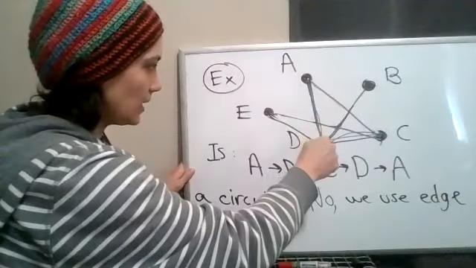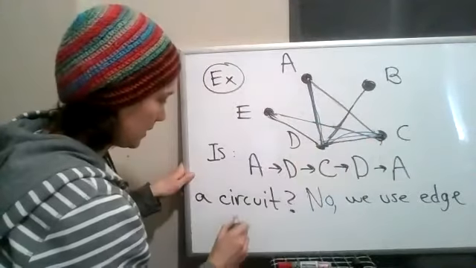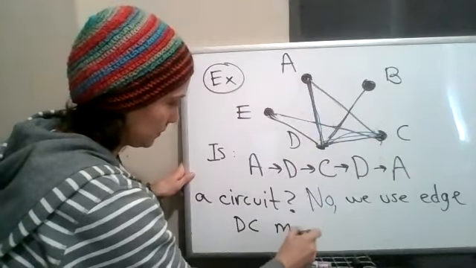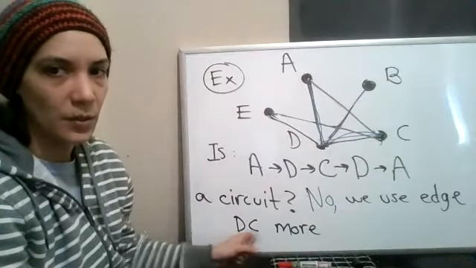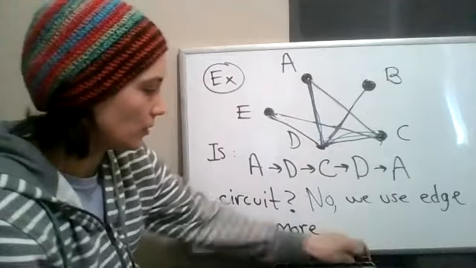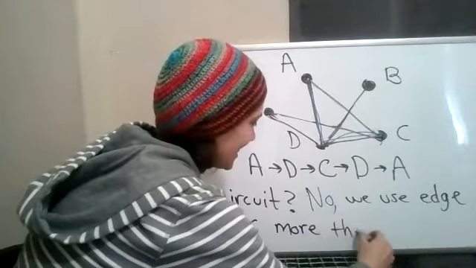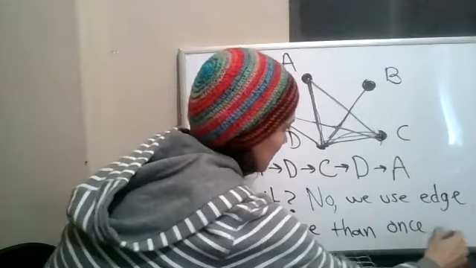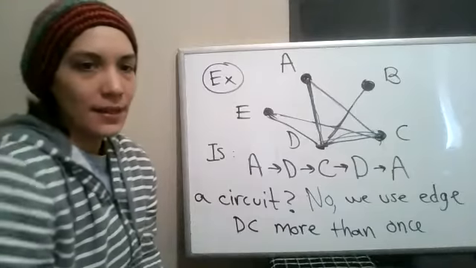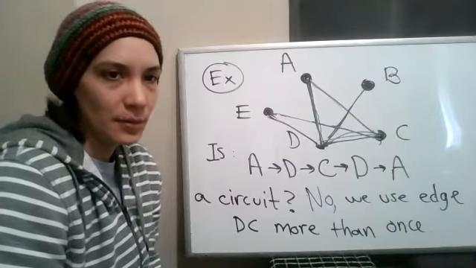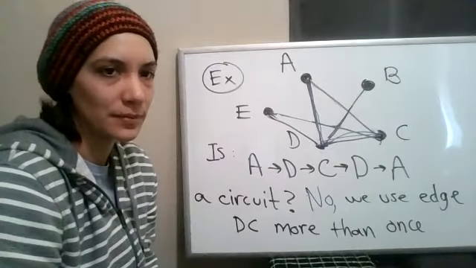It was going to go A to D, and it was the edge DC that you cross over twice. And remember, DC is the same as CD. So that edge was used more than once; we used it twice. Okay, we're doing pretty good. Wow, there's a lot of examples. So we're probably going to just do paths and circuits this week.